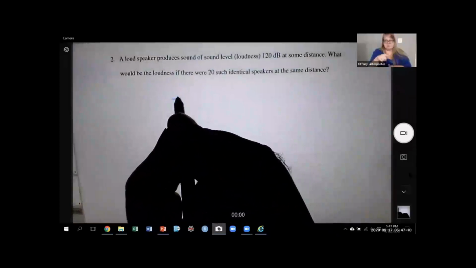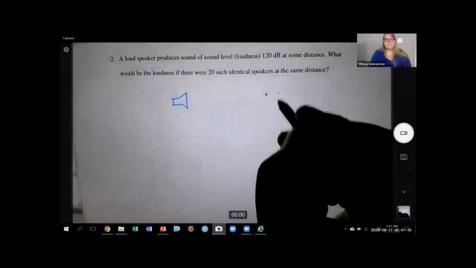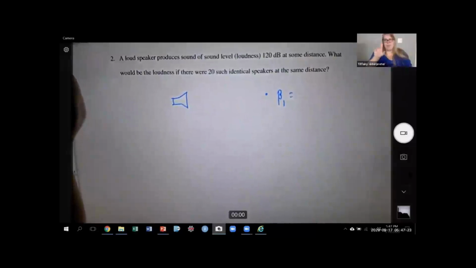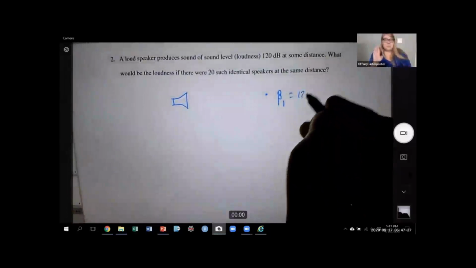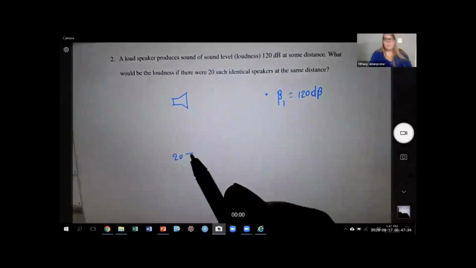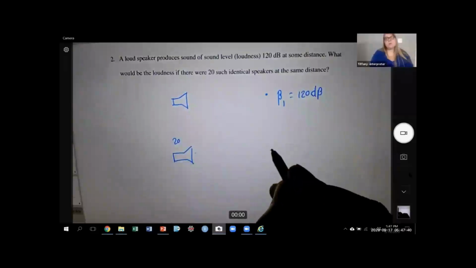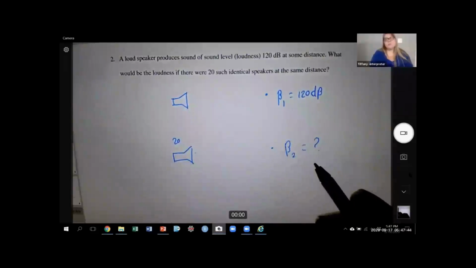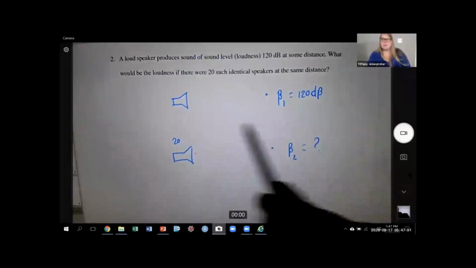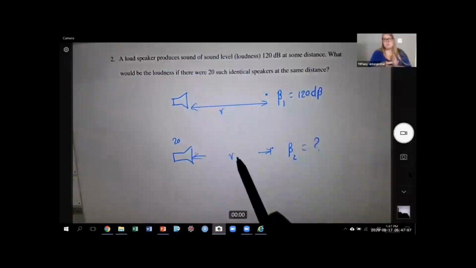You have one speaker, just one single speaker, at some distance, we don't know the distance. Let's say initial beta 1, the loudness in decibel scale produced by a single speaker is 120 decibels. Now if you have 20 such identical speakers, 20 of them, at the same distance R, what is the new decibel level? That's the question.